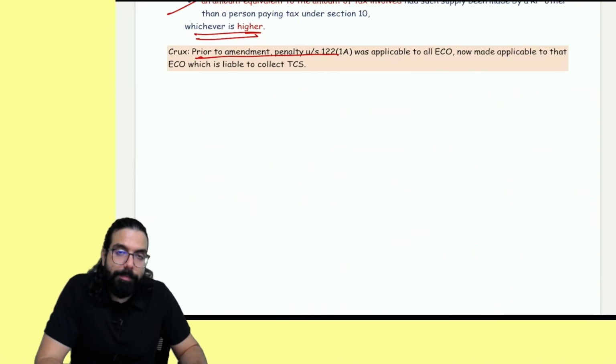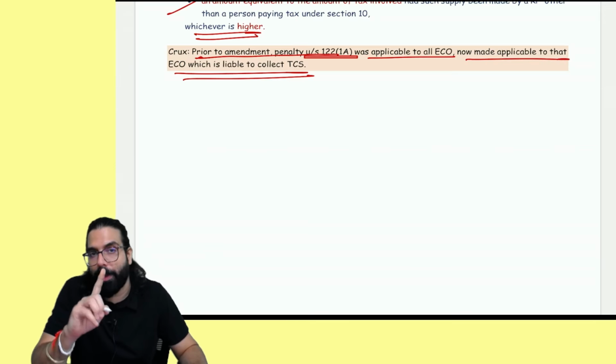Prior to the amendment, section 122(1)(a) penalty was applicable to all ECOs. Now it is applicable only to that ECO who is liable to collect TCS.